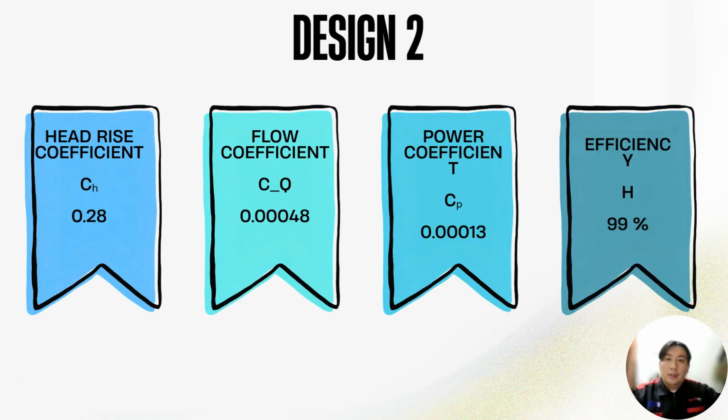Okay, now I will present the dimensional analysis for design 2. The first one is the head rise coefficient, which I get as 0.28. Second is the flow coefficient. The result is 0.00048. And the third one is the power coefficient. I get 0.00013. And lastly, the efficiency is 99%.